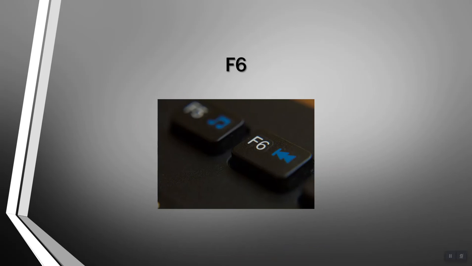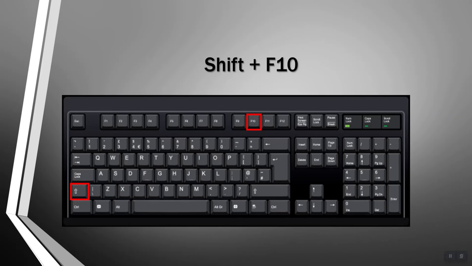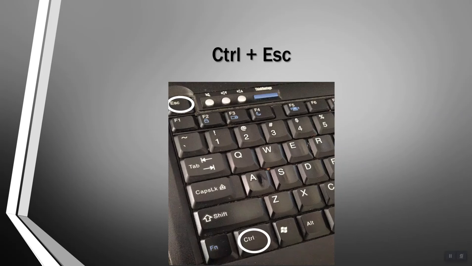The F6 key is most often used to move the text cursor to the address bar in an internet browser. The F4 key opens the address bar in the File Explorer and most browsers, including Google Chrome and Microsoft Edge. Shift+F10 is a keyboard shortcut for calling up the context menu on the selected item. Control+Escape is a keyboard shortcut that opens the Start menu in Microsoft Windows.